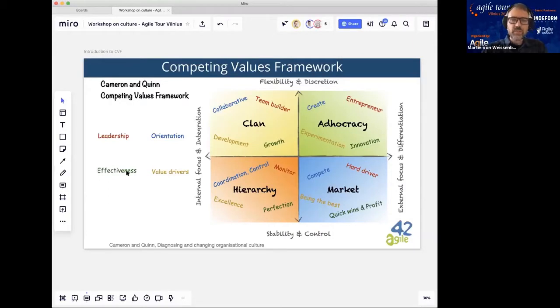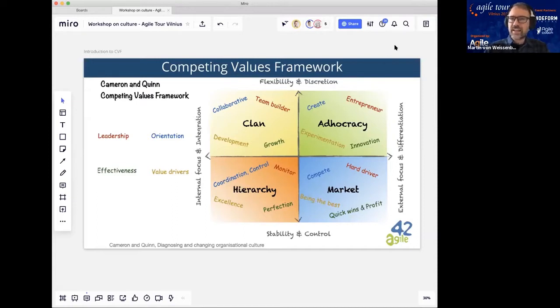Effectiveness simply means what do we believe makes us effective. And the same here, we have innovation, growth, perfection, high quality, and then quick wins and profit, obviously. And the value drivers, those are the ones that are lagging and the ones that we could most identify with the word culture. So we put some value in experimentation, people development, excellence, excellent processes, excellent tools, and then simply being the best in this case here in the market corner.